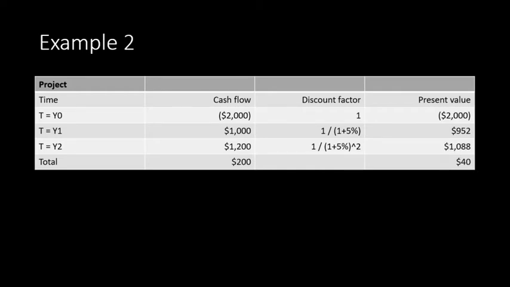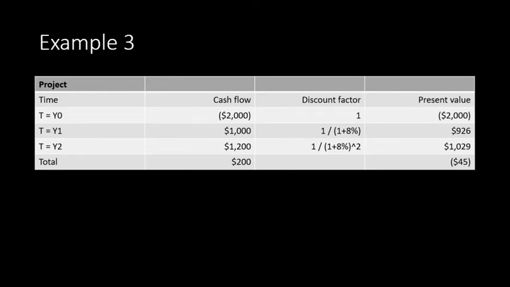Example 2. This time, the cash flow in year 2 is $200 more and the sum of gross amount of cash flow is $200. Under a discount factor of 5%, the NPV is $40. As the NPV is positive, we should accept the project.